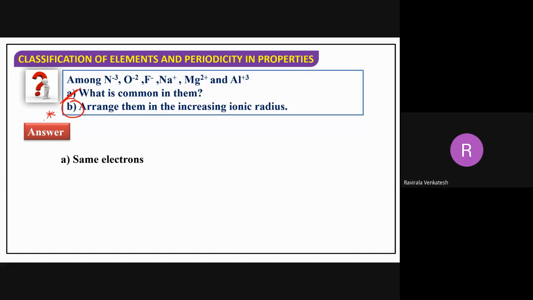But if you pay attention, it will come. It is a simple thing actually. How to arrange? Look at the nuclear charge. I will give you an order: N-3, O-2, F minus, Na plus, then Mg plus 2, then aluminum plus 3. All are having 10 electrons. Write down by 10, the Z by E ratio. By 10 likewise, because 10 means the number of electrons.